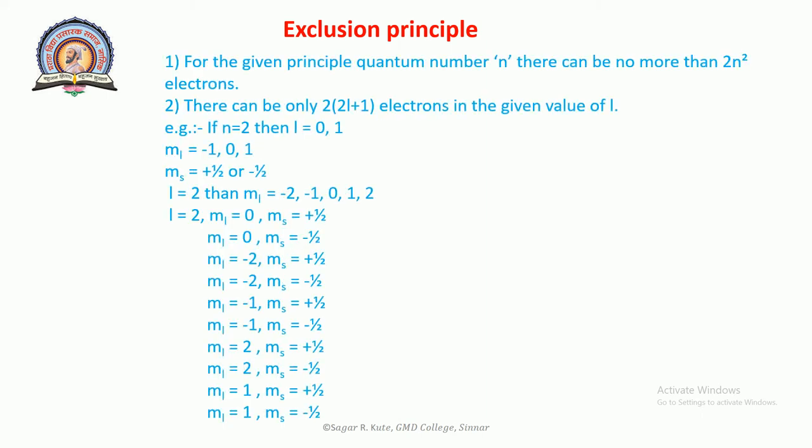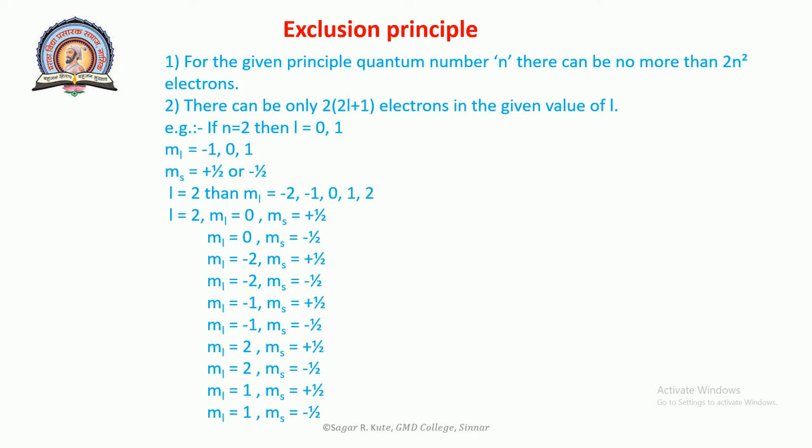First, for the given principal quantum number n, there can be no more than 2n² electrons. And second, there can be only 2(2l+1) electrons in the given value of l. Example, if n is equal to 2, then l is equal to 0, 1, ml is equal to -1, 0 or +1, and ms is equal to +1/2 or -1/2.